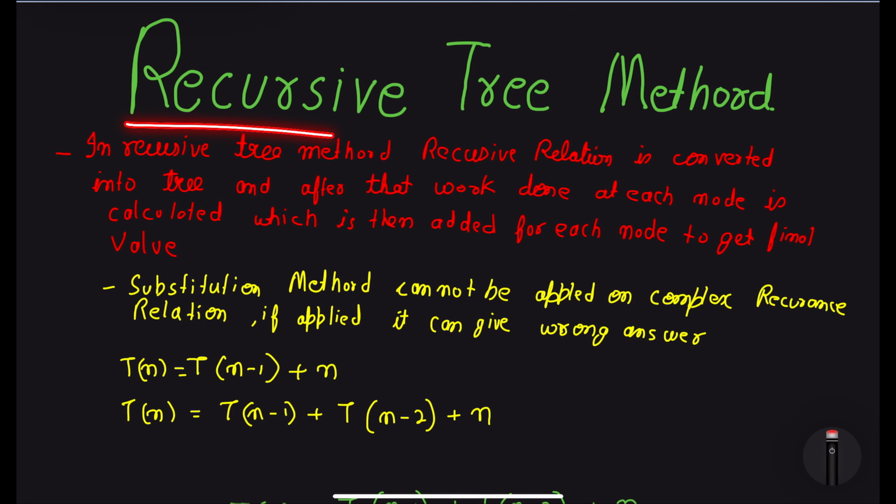So today we are going to learn the recursive tree method. In the recursive tree method, the recursive relation is converted into a tree, and after that the work done at each node is calculated, which is then added for each node to get the final value.